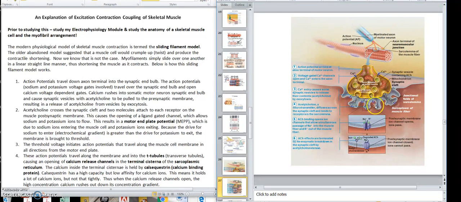More sodium comes in than potassium comes out, and so it makes this membrane have enough voltage to reach threshold. The threshold then causes action potentials to occur in voltage-dependent gates. The action potentials then travel in all directions around this membrane. So let's go back here.